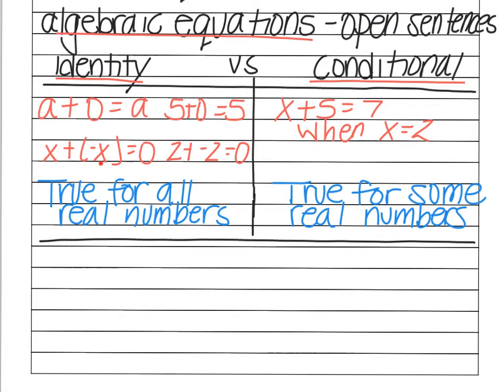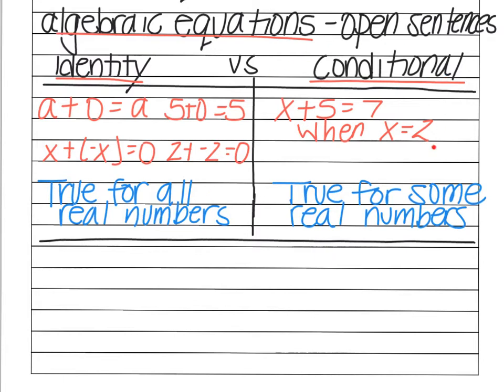I could also subtract. It could be x minus x is 0, or 2 minus 2 is 0, or 3 minus 3 is 0. You would always be getting that 0. And this is true for all real numbers. So any real number I plug in for those variables, I should get this answer.